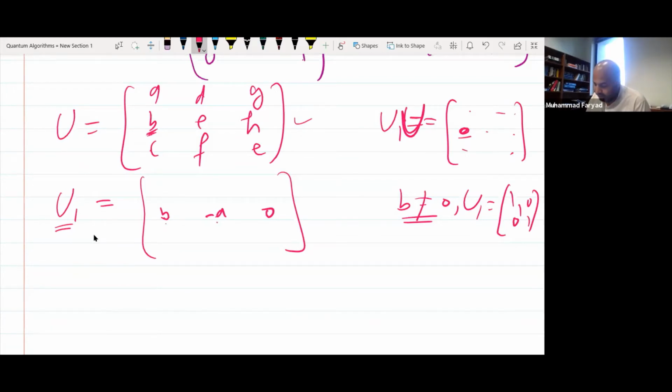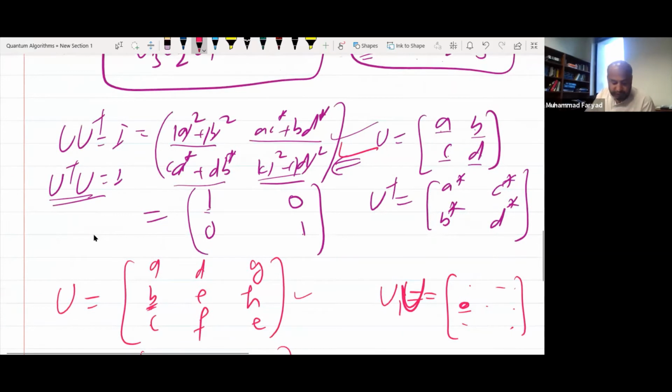Now my first row can be like this, because I need to make sure that this is a unitary. So first of all, I have to normalize it, because each row is normalized. So this has to be divided by the square root of B mod square plus A mod square, and this has to be divided by the square root of B mod square plus A mod square. And this I'm doing simply to normalize this row, because I know that each row in the unitary matrix is normalized to begin with.